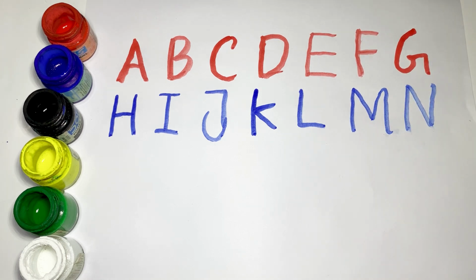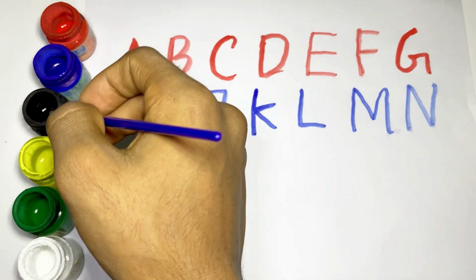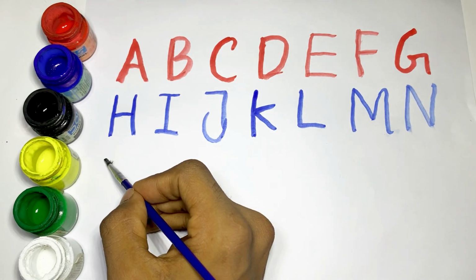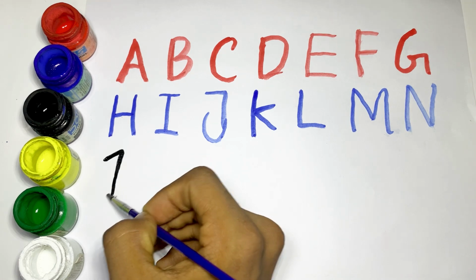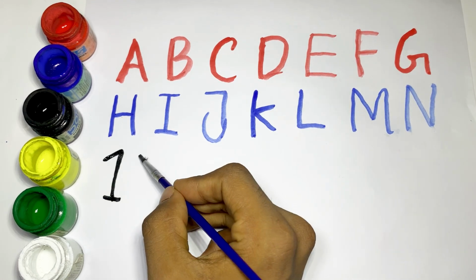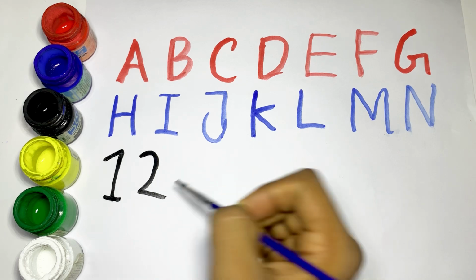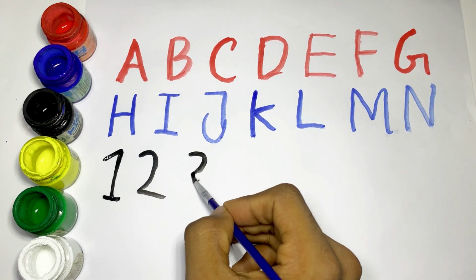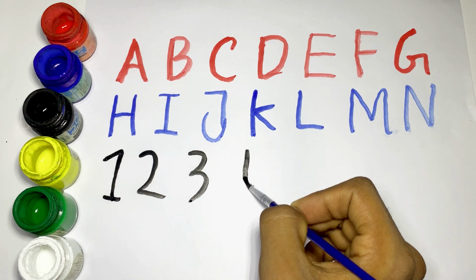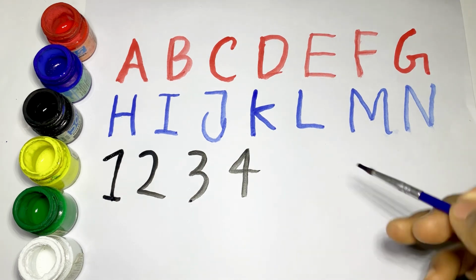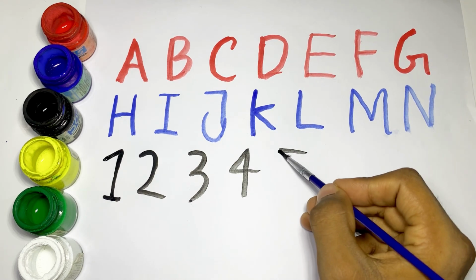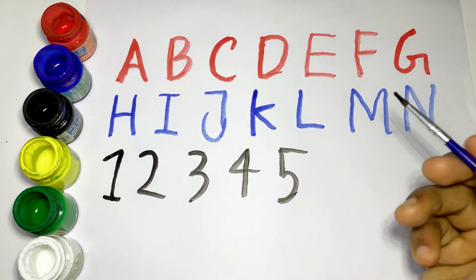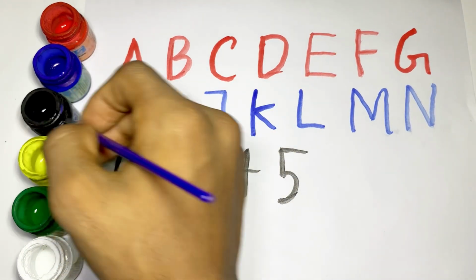Kids now draw numbers and first draw 1. The numbers of 1 and use black color. O N E 1, 2, T W O 2, 3, 4, 5. Kids again use black color and draw 6.